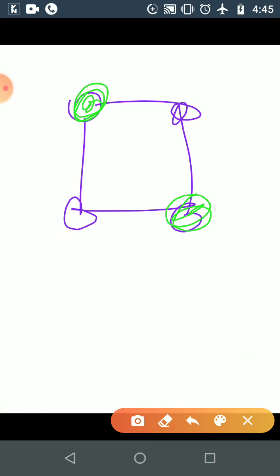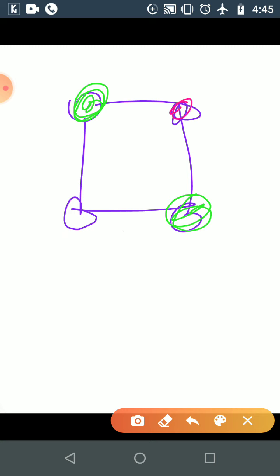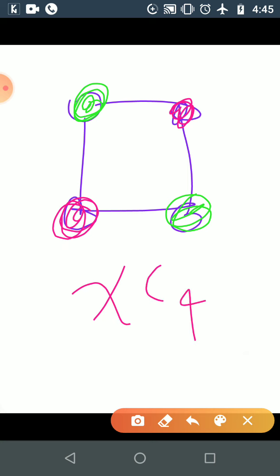If you color all the vertices using different colors, then it will be 4 colorable, but the minimum is 2 colorable, correct? So the minimum k for which this is k colorable is 2. So you can use 2 colors to color all the vertices of C4. So the chromatic number of this C4 is also 2, correct?